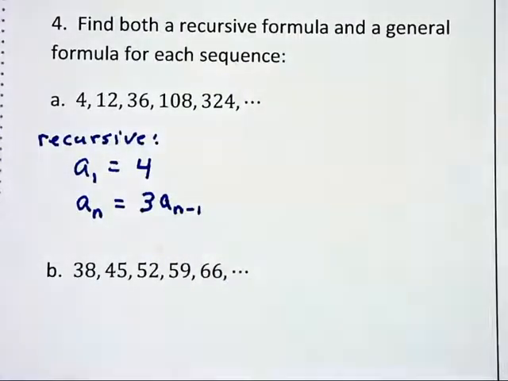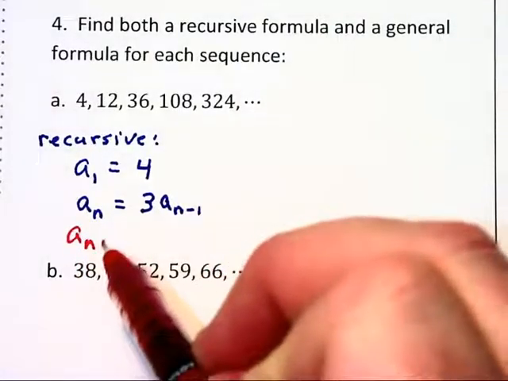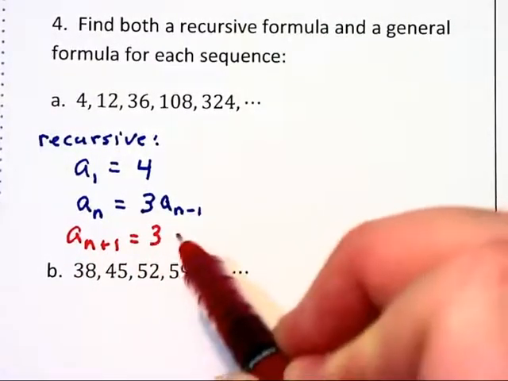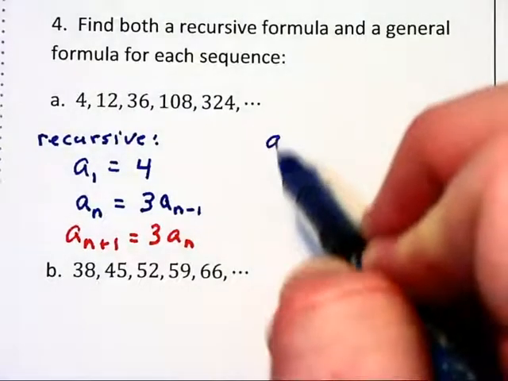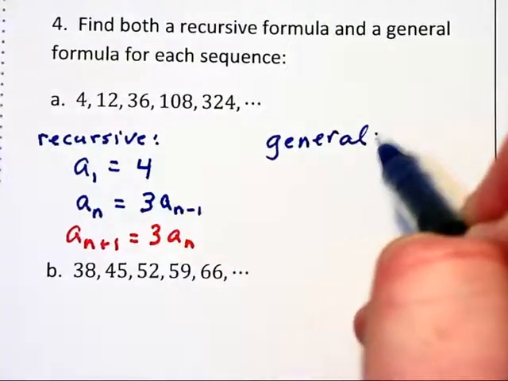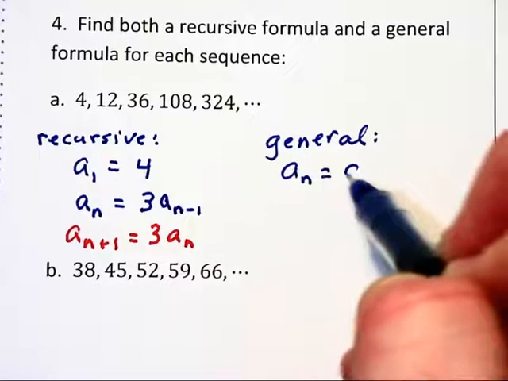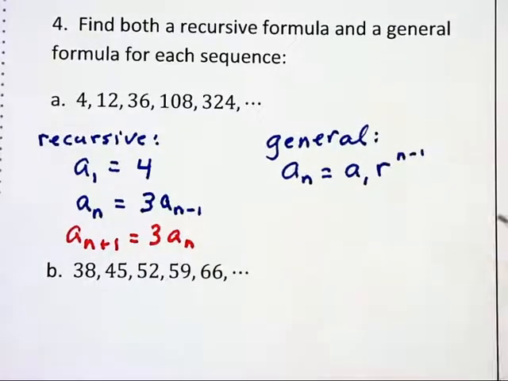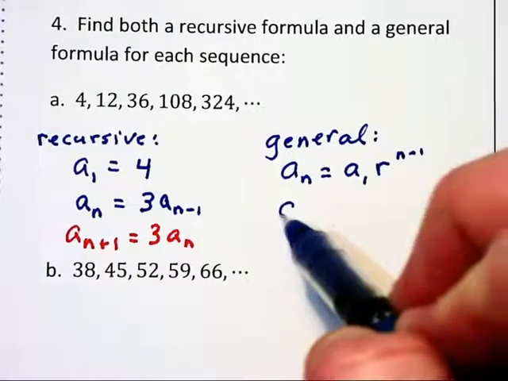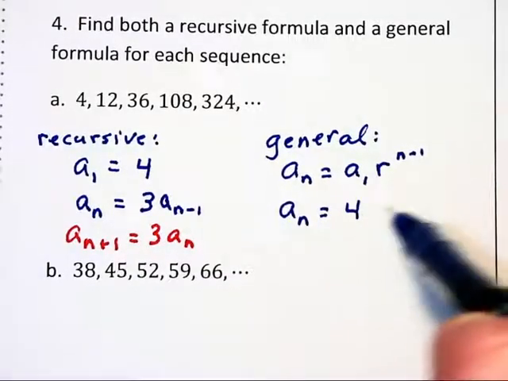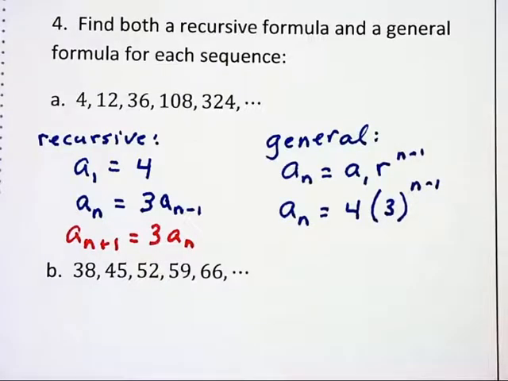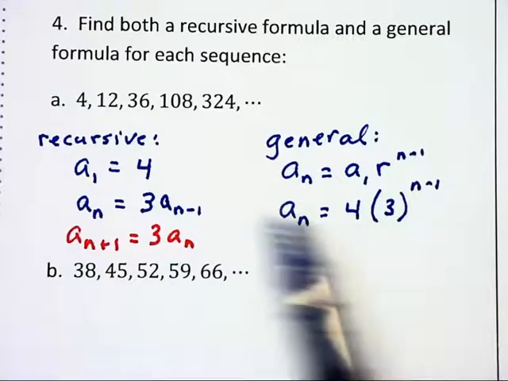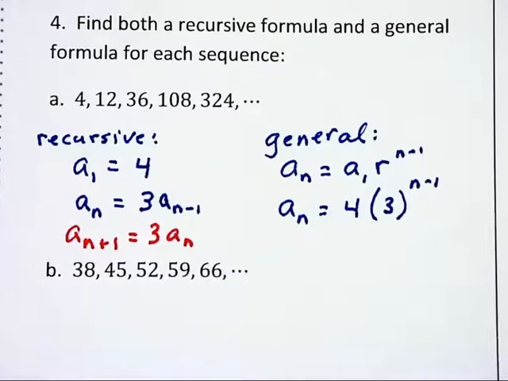Now, if we didn't want to write it this way and we wanted to say that the n plus first term is 3 times the nth term, that would be acceptable also. As for a general formula, we all know the formula a sub n equals a1 r to the n minus first power. Let's just substitute in what we know. A sub n is 4 times a ratio of 3 to the n minus first power, and when you start substituting values in for n, you will notice that you actually generate that series there.